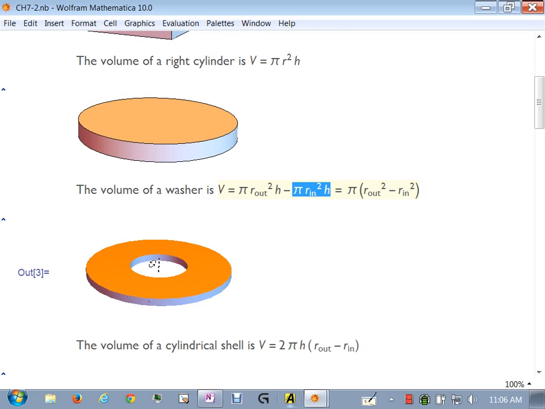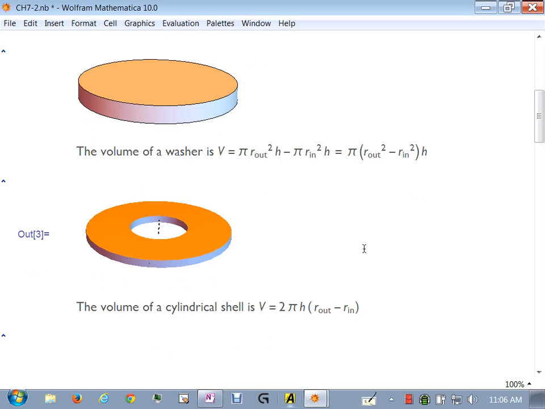Yes? Yes, there's supposed to be an h here. Actually, yeah, I'll put it right at the end. So if you factor out a pi and you can factor out an h, then you get this.